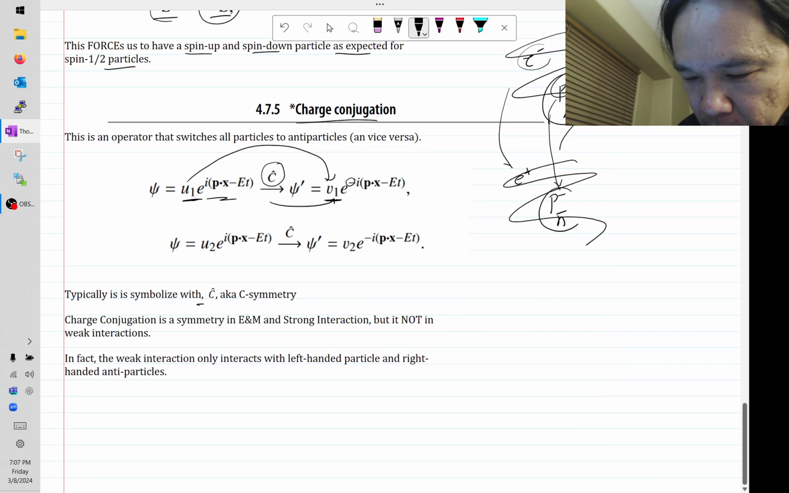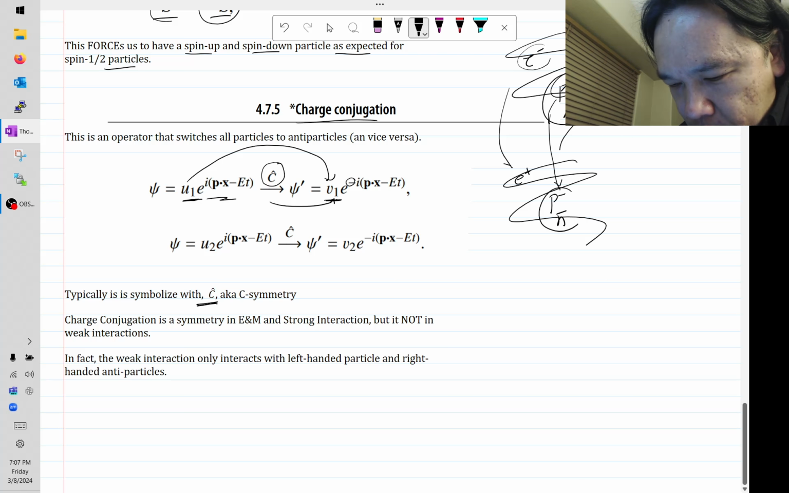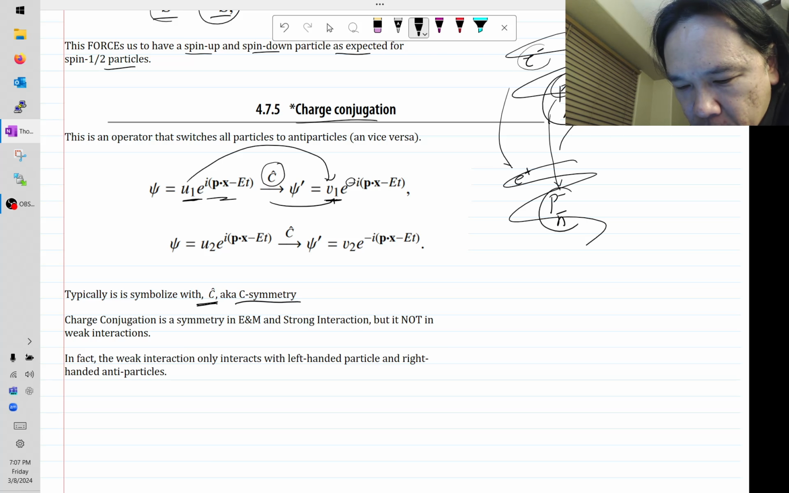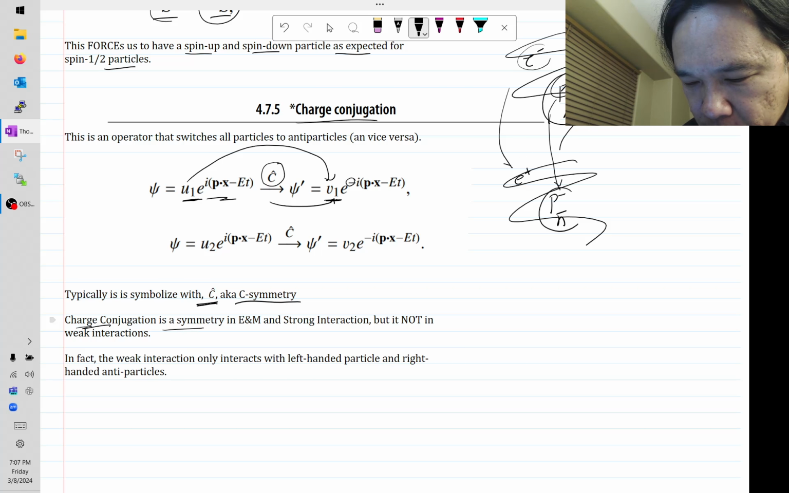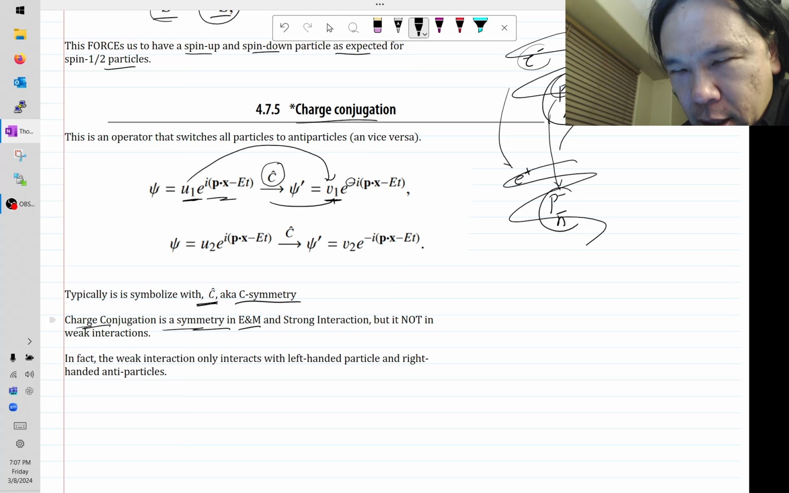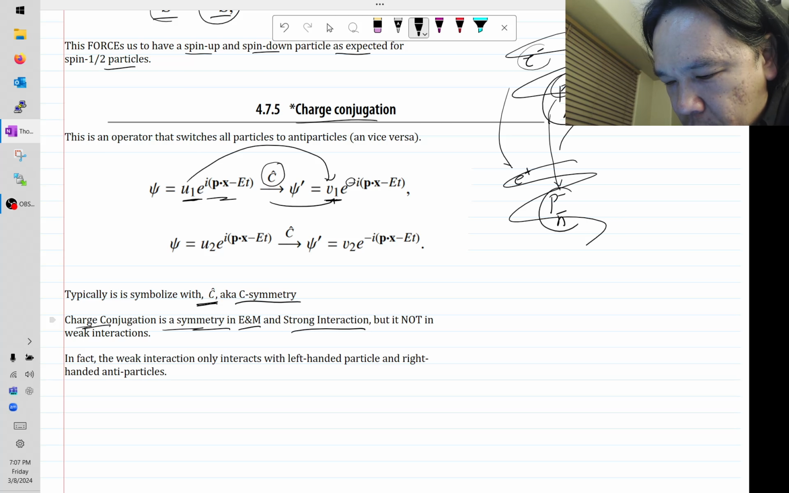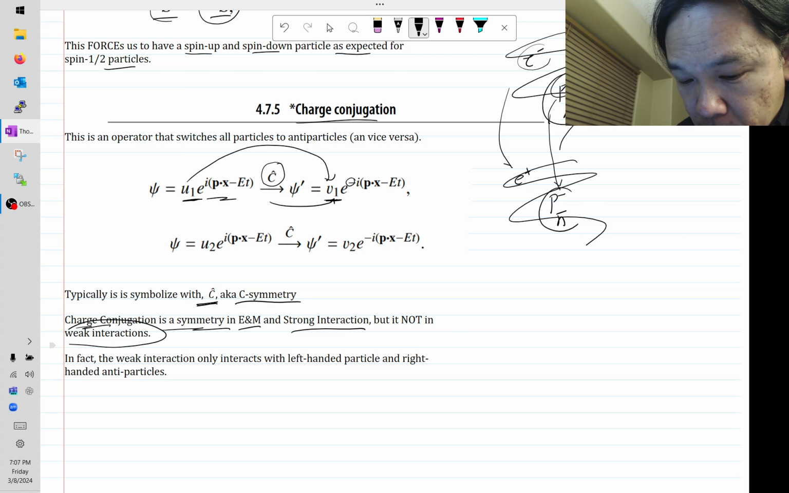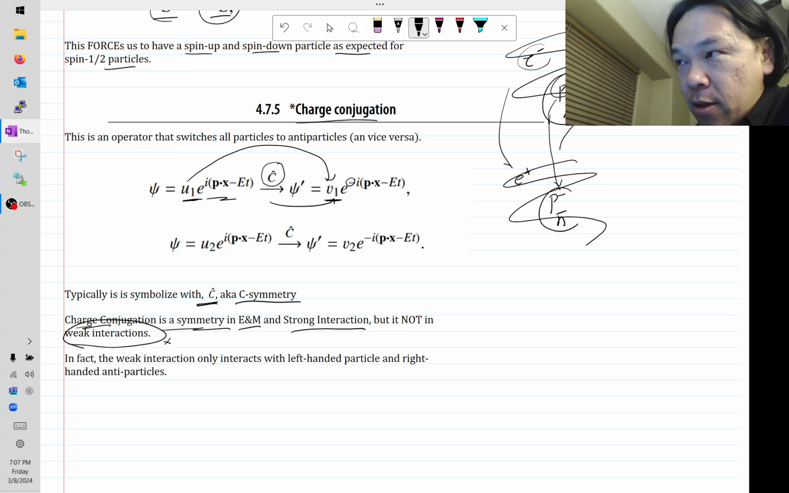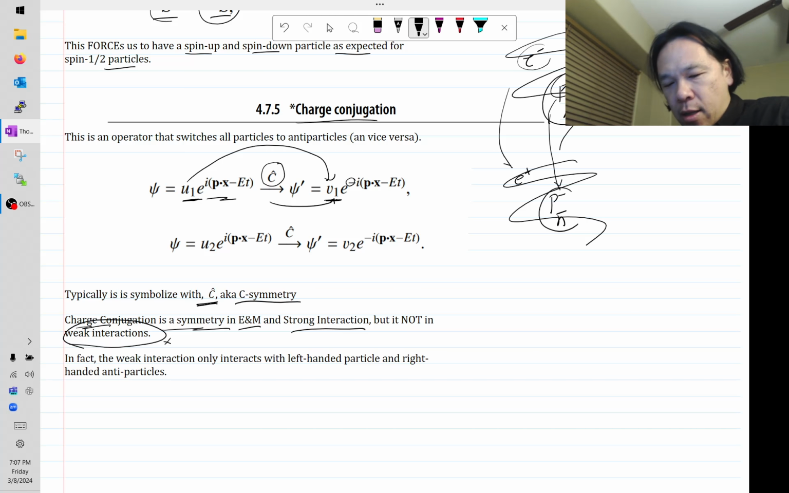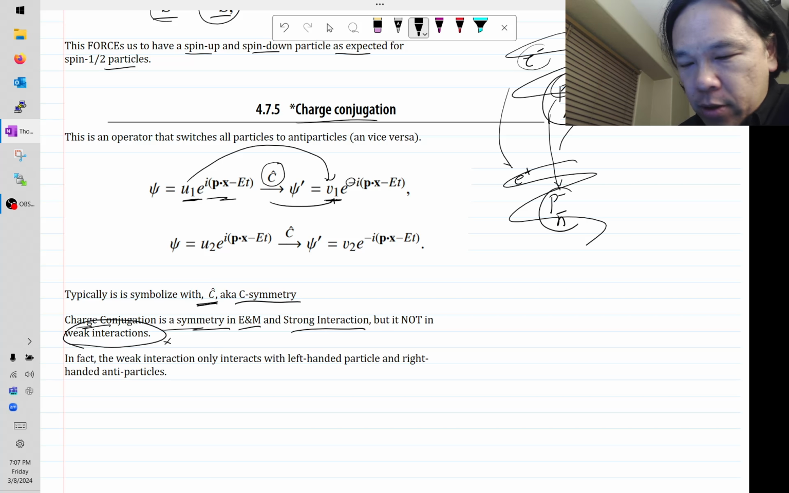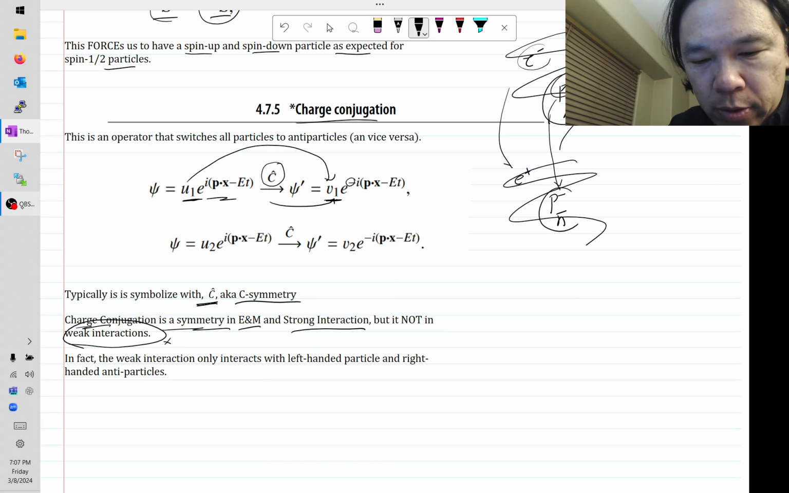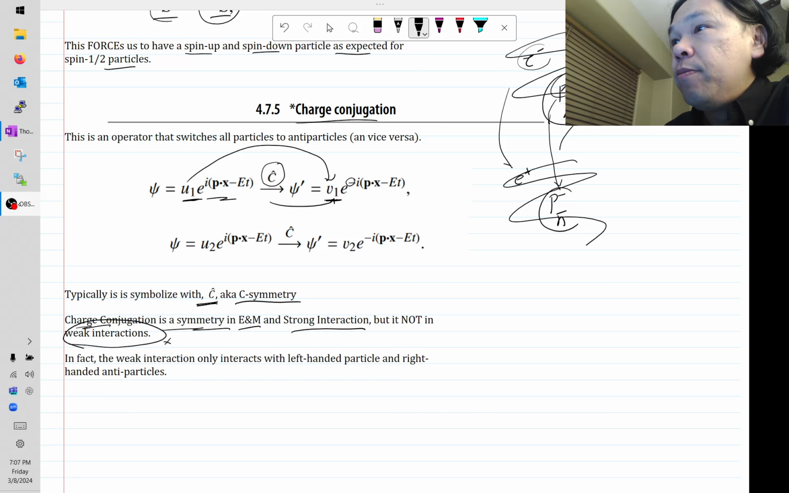This is symbolized by the symbol C, known as the charge symmetry, and charge conjugation is a symmetry in electromagnetic interaction and also the strong interaction, but the weak interaction actually breaks this, and I think it breaks this 100% of the time. We're going to talk about this when we get to the weak interaction, where we have to deal with left-handed and right-handed particles, which is going to be the next section in this chapter, but we don't have enough time this week to cover it, so we will do that at the beginning of next module, in module 6.